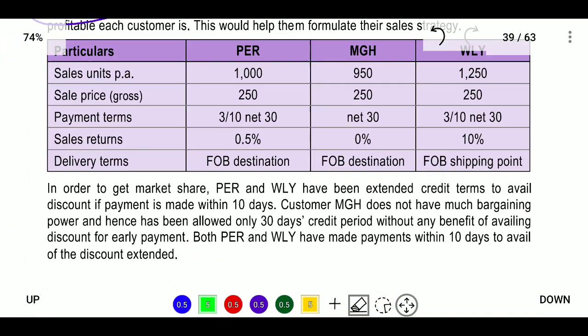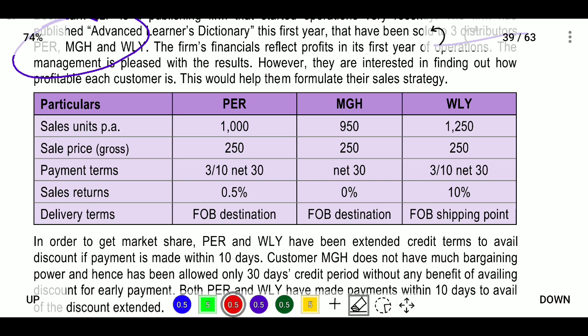Okay, next, what information they provided we will see. They provided the sales units: 1,950, 1,250. The sale price was provided as gross 250. And along with the sale price, the payment terms were provided, that is 3/10, net 30.